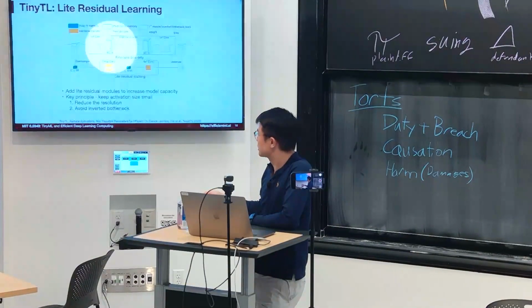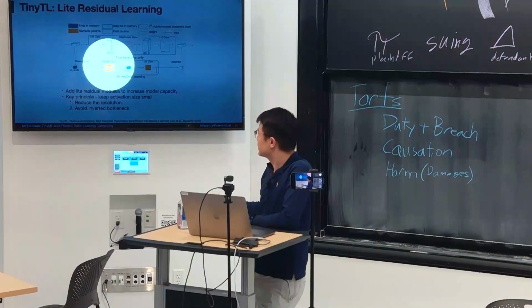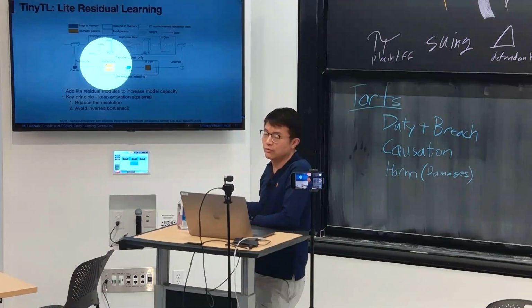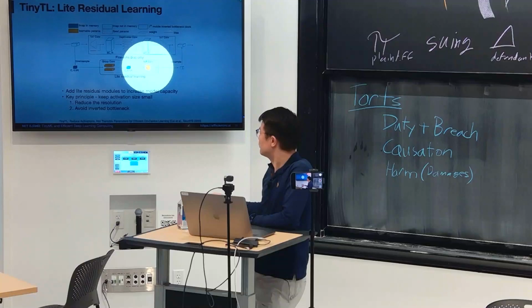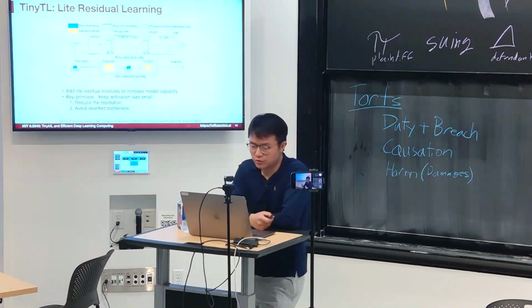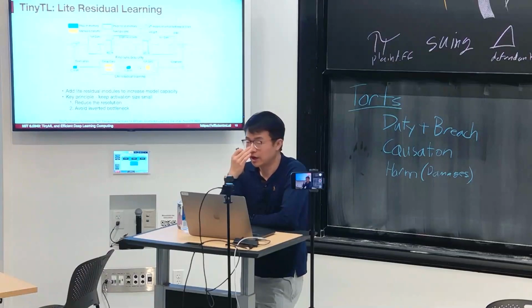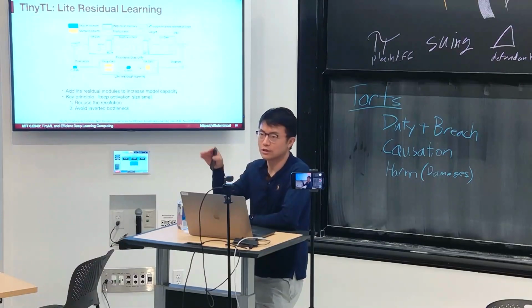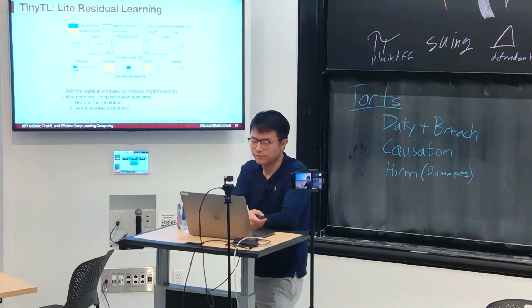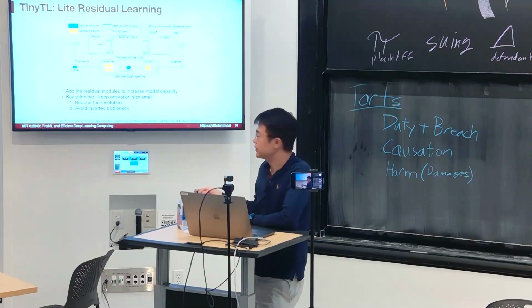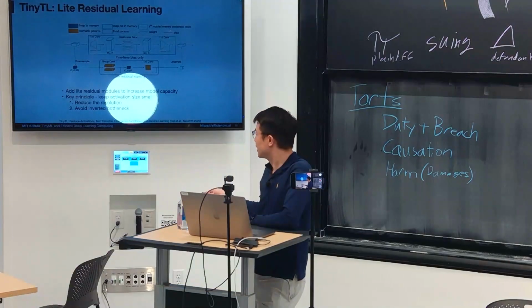Okay, so it consists of a group conv. By group convolution, we save a lot of compute and parameters, followed by a one-by-one conv with a reduced resolution, and avoid the inverted bottleneck to make sure the residual branch is very lightweight. Since you are just learning the difference, learning the residual, the key principle is to keep the activation size small.